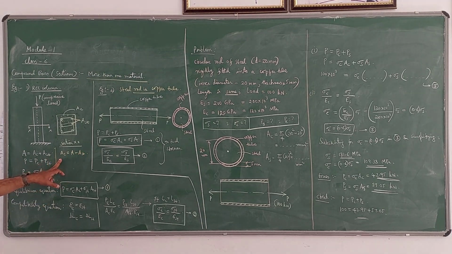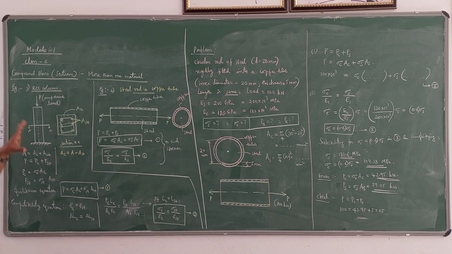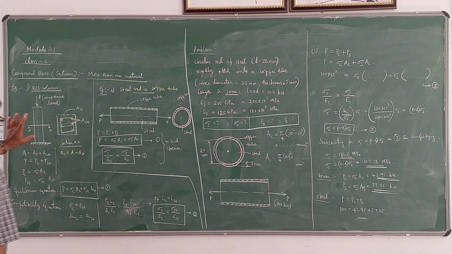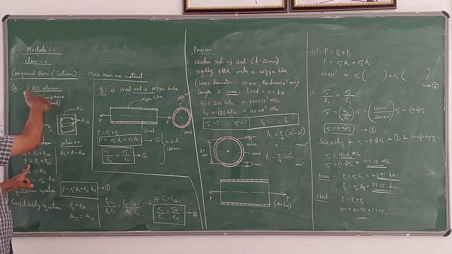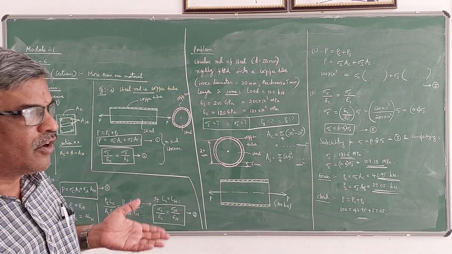So you will be knowing AC, AST and P. These three values you will know, and the length normally will be the same for both concrete and steel. In a column, length remains the same for both concrete and steel. This is the length of the column. So A is equal to AC plus AST, or AC is A minus AST, and whatever load is applied on the column is shared by concrete and steel. That is the main concept here.